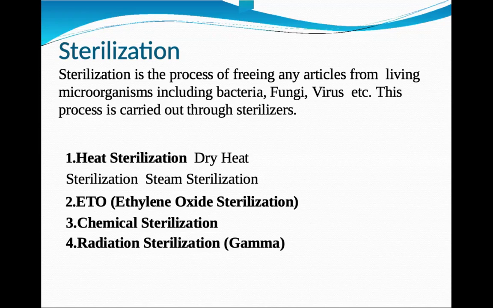So whenever you see a disposable syringe, you can see written over it ETO, sterilized by ethylene oxide. Heat sterilization has 2 classes: first is dry heat, second is sterilization through steam. Second is ethylene oxide sterilization. Third is chemical. Fourth is radiation. So these are various types of sterilizer which are used according to the requirement of the material received in that department. You can understand that there are 4 types of sterilizer used for sterilization.